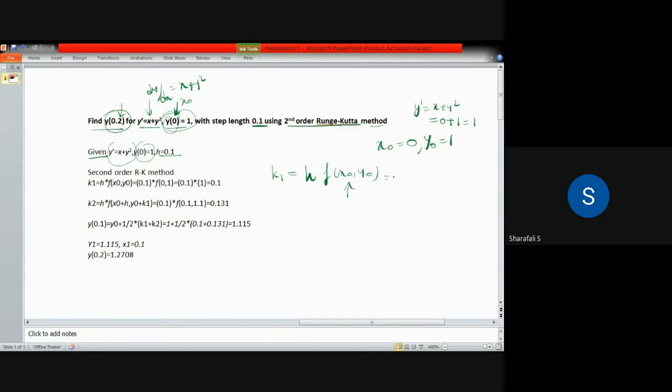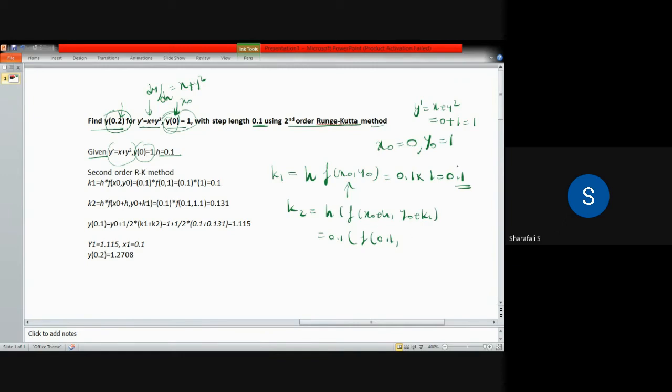0.1 is the step size given in the problem, and that multiplied with this one will give you 0.1 as your k1. And if you consider k2, it will be nothing but h times f of x0 plus h comma y0 plus k1. So this will be 0.1 times f of x0 plus h, which means at 0.1. X0 is 0, h is 0.1.